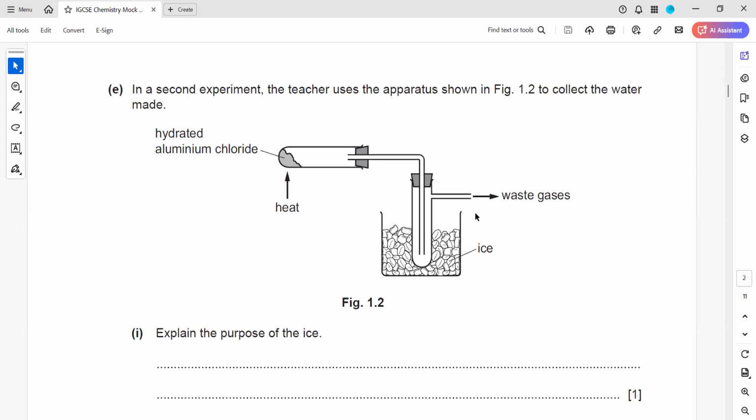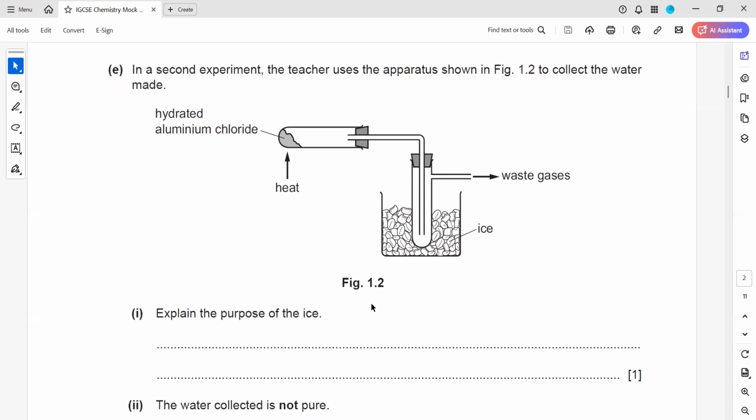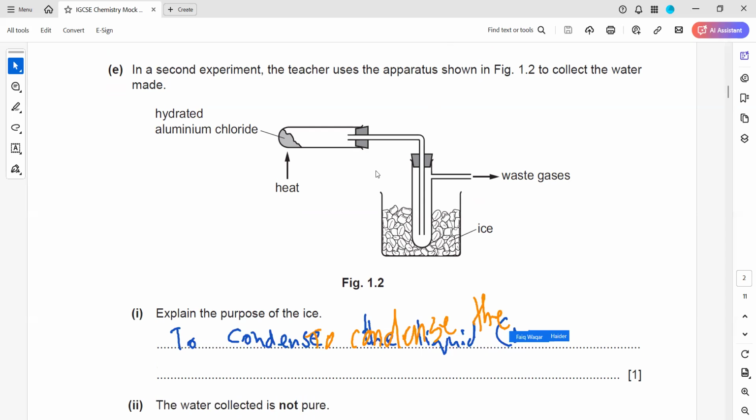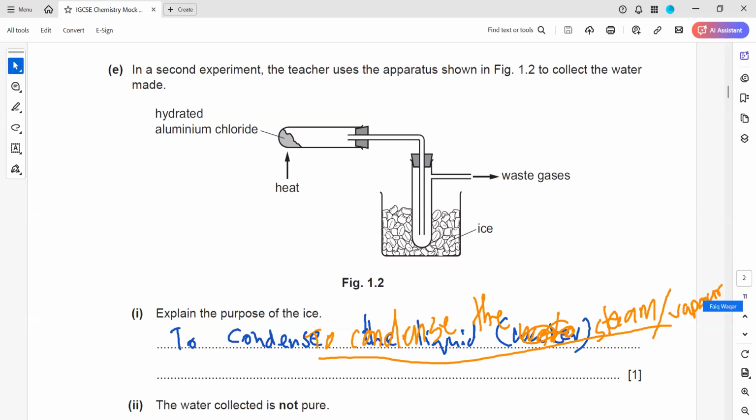In the second experiment, the teacher uses the apparatus in figure 1.2 and collects the water made. Hydrated aluminum chloride is heated and the water which is produced is condensed. Explain the purpose of the ice. Why is the ice used? So the purpose of the ice is to condense the water. Sorry, condense the steam, I mean. Yeah, condense the steam, that's right. Or the water vapors, you can also say.